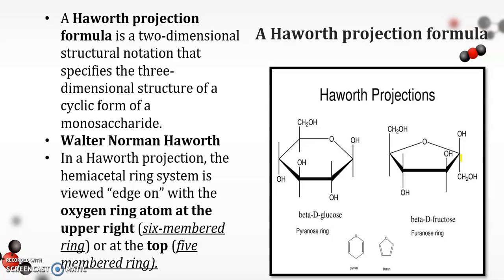In a Haworth projection, the hemiacetal ring system is viewed edge-on, with the oxygen ring atom at the upper right for the 6-membered ring and at the top for the 5-membered ring. This will be the oxygen for the pyranose ring. And this will be the oxygen that is present in the furanose ring.